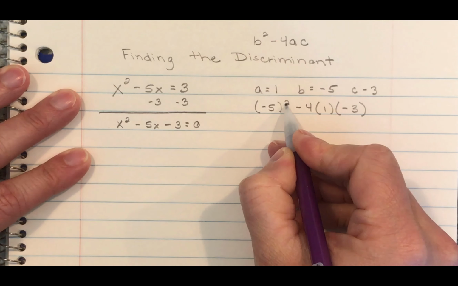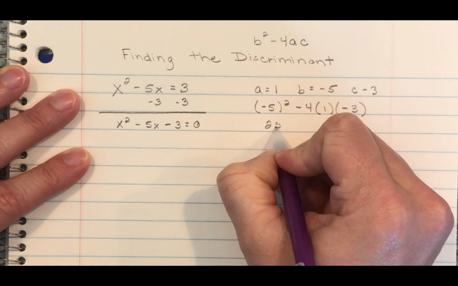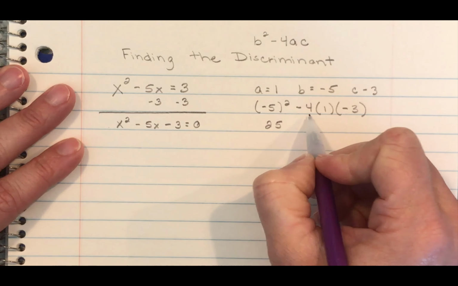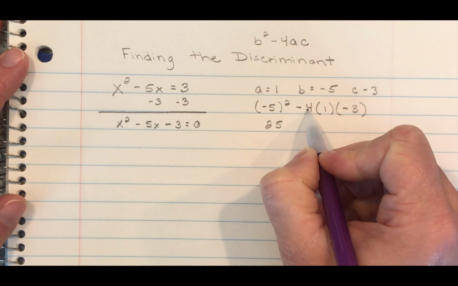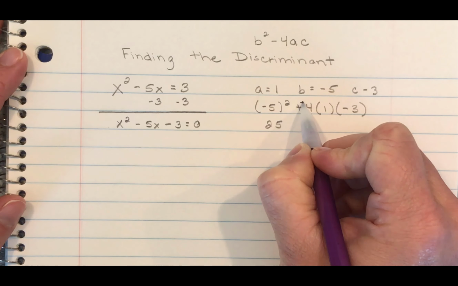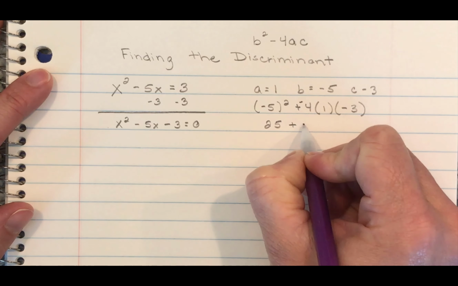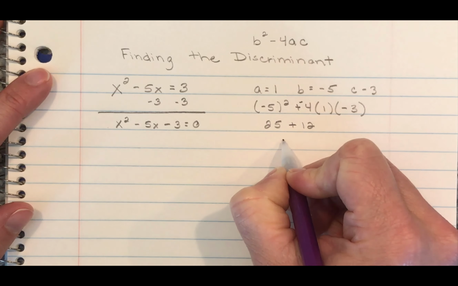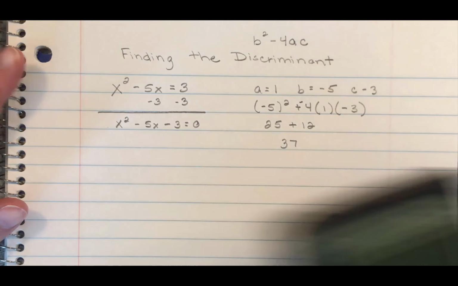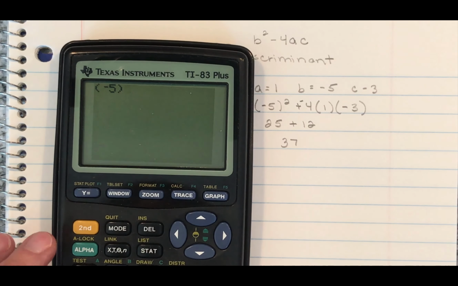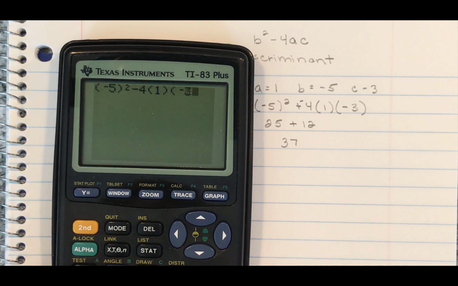Well, (-5) squared is -5 times -5, so 25. And then I have a -4 times 1, which is -4, times -3, which is 12. So I have 25 plus 12, which is 37, and then I can verify that by typing the whole thing into the calculator. So (-5) squared minus 4 times 1 times -3, 37. That's how you find the discriminant.